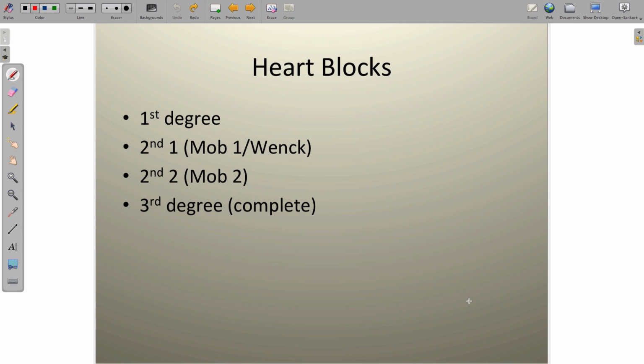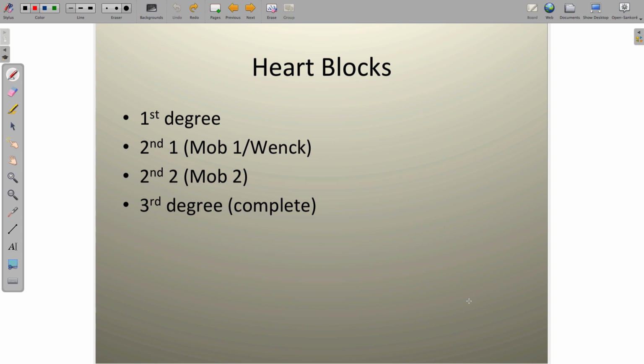All right, welcome everyone. In this little video, we'll talk about heart blocks, one of my favorites. So let's take a look at the different types of heart blocks we'll talk about. Heart blocks: first degree, second degree type 1, you'll also hear called Mobitz 1 or Wenckebach. You'll also hear second degree type 2, that's Mobitz 2.